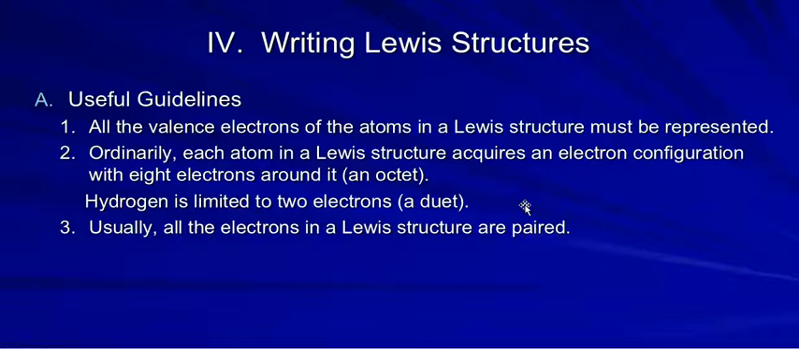When we write Lewis structures for covalent compounds, here are some useful guidelines. Number 1, all the valence electrons have to be represented. Number 2, ordinarily, each atom acquires an electron configuration with 8 electrons, except hydrogen only wants 2. Number 3, all electrons in a Lewis structure are paired normally. We don't have single electrons floating around.